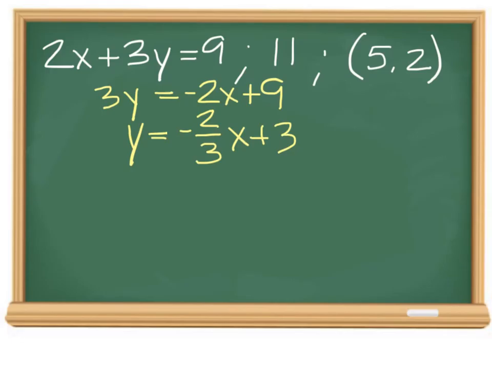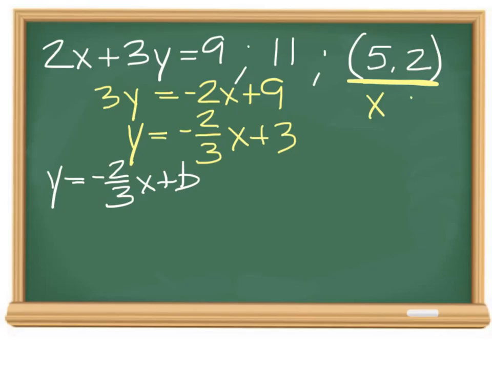Now, since this is a parallel line, we can use this slope. So y equals negative 2/3 x plus b. I'll try to write smaller so I can fit this one in this time. And once you have that, you can plug in this point, x and y. So we're going to have 2 equals a negative 2/3 times 5, and then plus b.